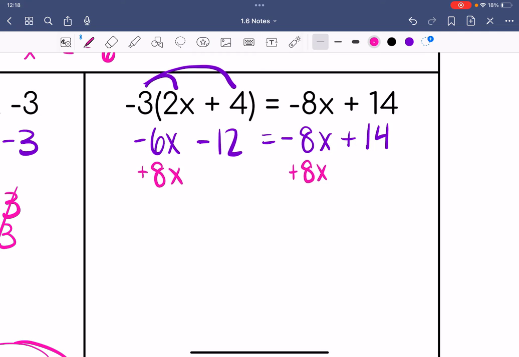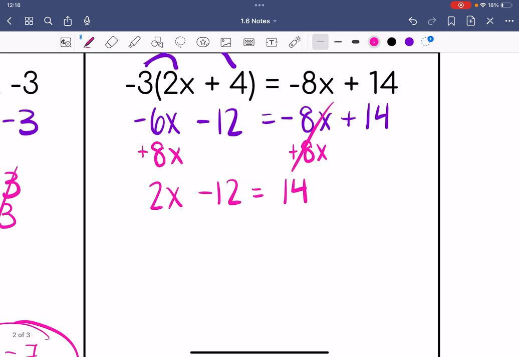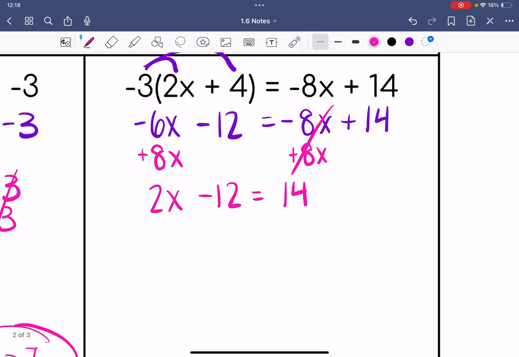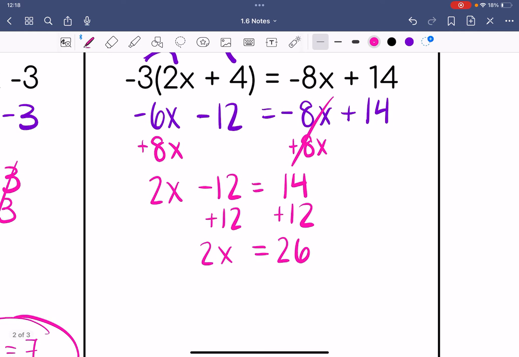So I'm going to choose to add 8x to both sides, canceling this out. On the left side, -6x plus 8x is 2x. I still have -12. I still have equal to 14. So I chose to add 8x to both sides on this one. And then it's just a normal two-step equation from here. So I'm going to add 12 to both sides. I get 2x equals 14 plus 12 is 26. And then to finish it out, I'm going to divide both sides by 2. I'm going to get x equals 26 divided by 2 is 13.